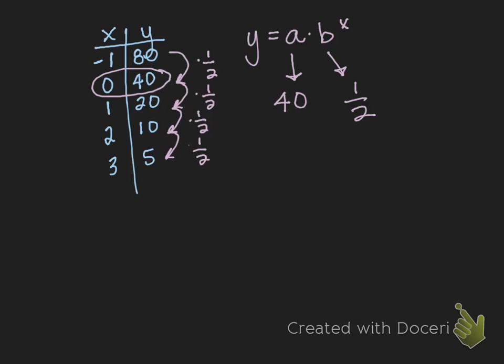That means that our equation for this data table is y equals 40 times 1/2 raised to the x.